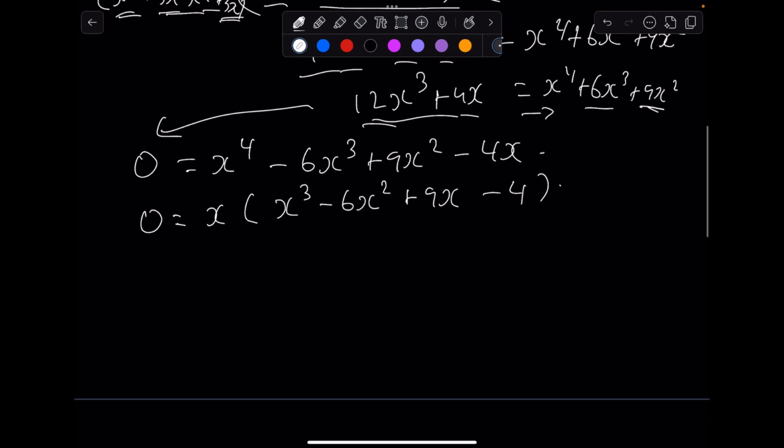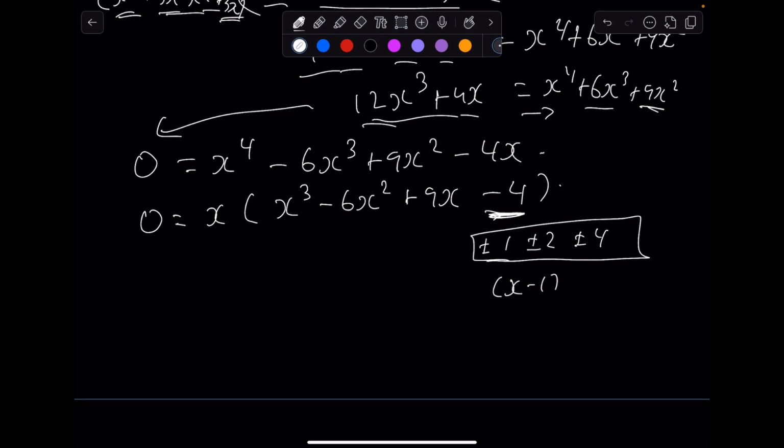Now let me show you a little trick. When you're trying to guess for the factor theorem, just look at the last term. One of the roots has to be plus or minus 1, or plus or minus 2, or plus or minus 4. You can try all of these combinations. For example, it could be x minus 1 and then the other root might be x plus 4. It needs to be something that will multiply together to make minus 4, so it can't be 5. Anyway, let's try x equals 1.